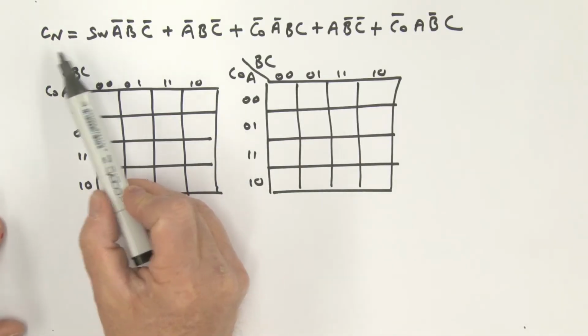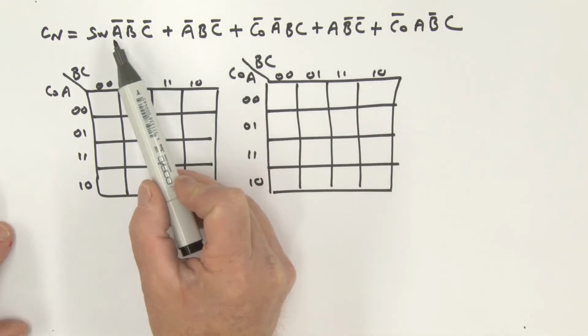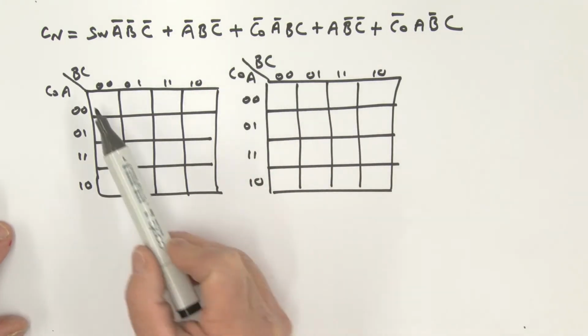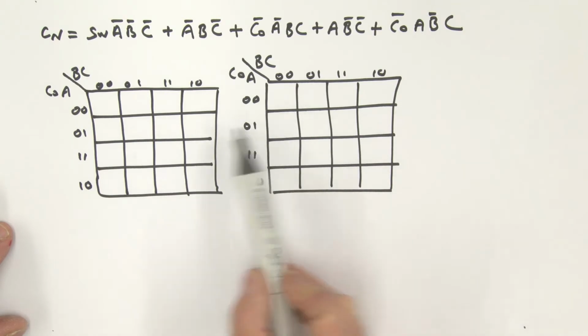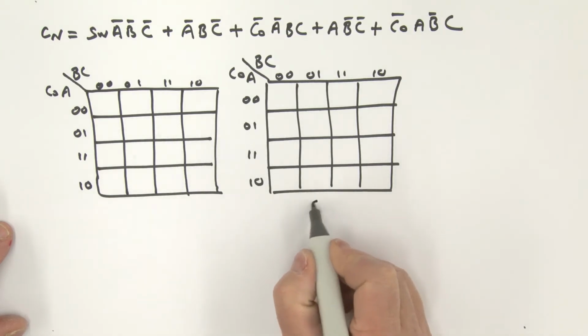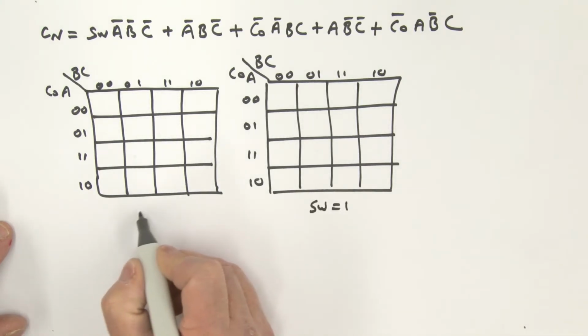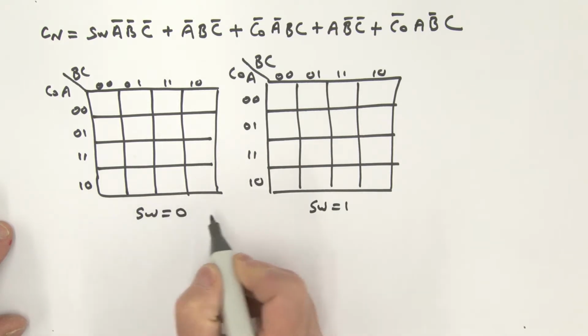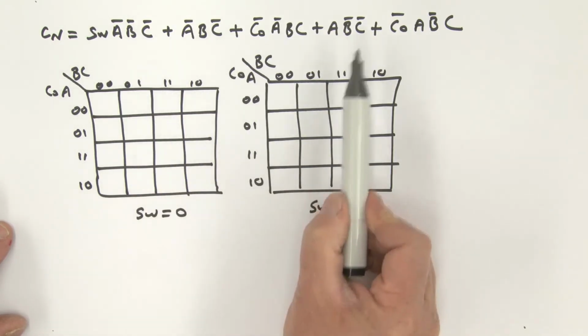All right, let's see if we can actually reduce our expression for Cn. Note there are 5 variables here, so we really have 2 4-variable maps. This is the SW equals 1 map. This is the SW equals 0 map. So let's plot each of these terms.